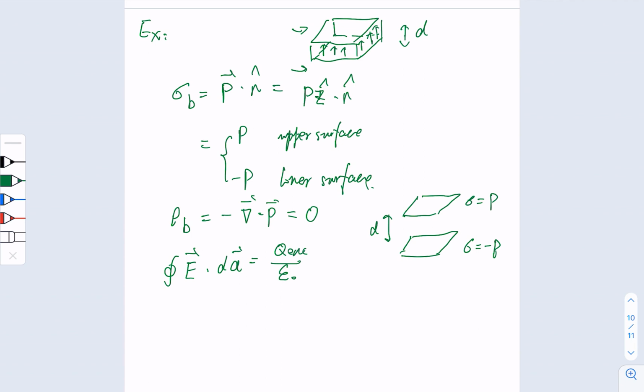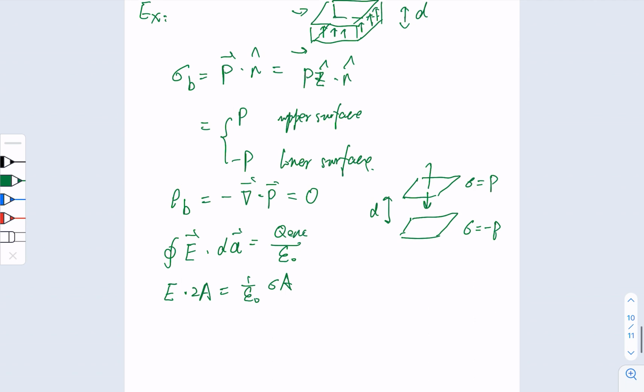So the E field generated by the top surface charge will be perpendicular to the surface, and it will be E pointing on the upper surface and also E on the lower surface. So there is E times twice the area, which is equal to the surface charge.